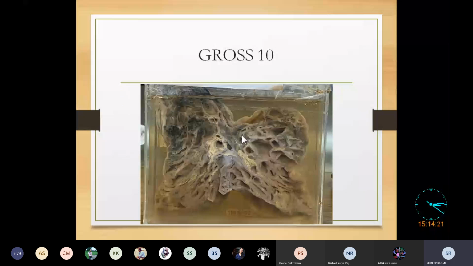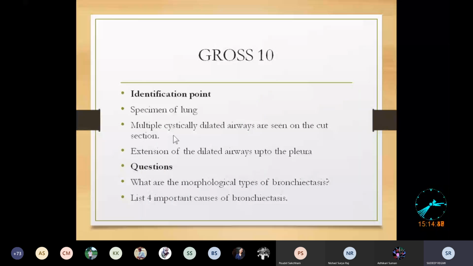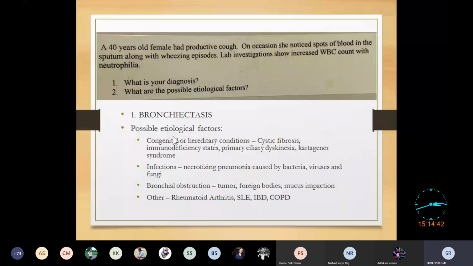Now you should not confuse these air spaces with the small cavitations in tuberculosis. Now you have to know the morphological types of bronchiectasis, and you have to know the causes of bronchiectasis. And a question might be, a 40 years old female had productive cough.